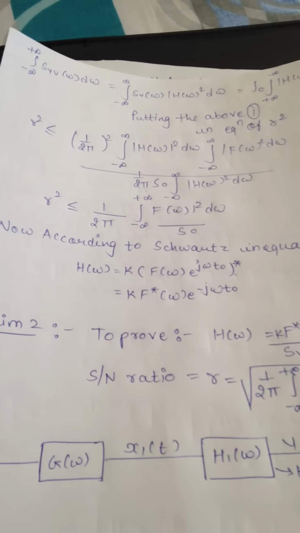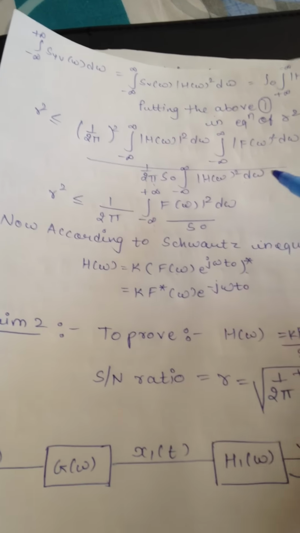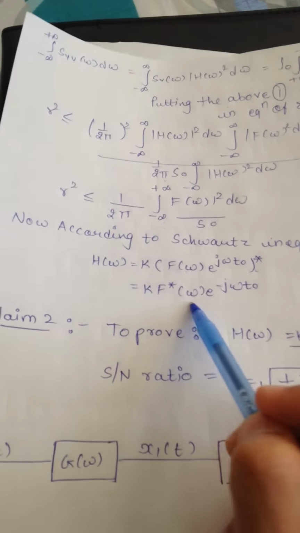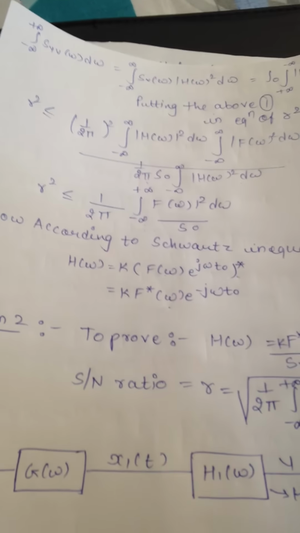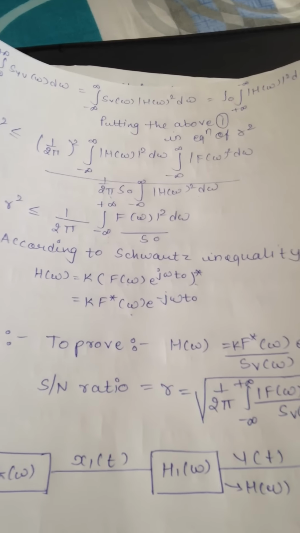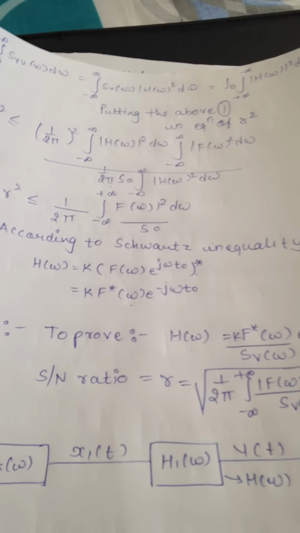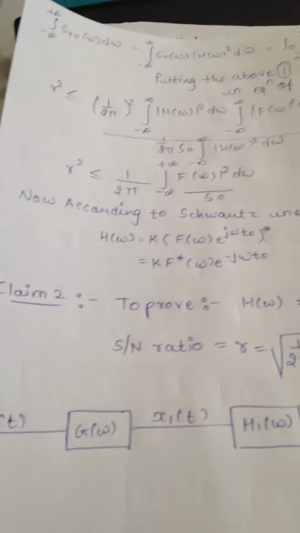Hence, we can bring the inverse into the given function, and hence we can deduce the transfer function, the system function H(w), as K F(w) e raised to minus jw t0. Now let's move on to claim 2.